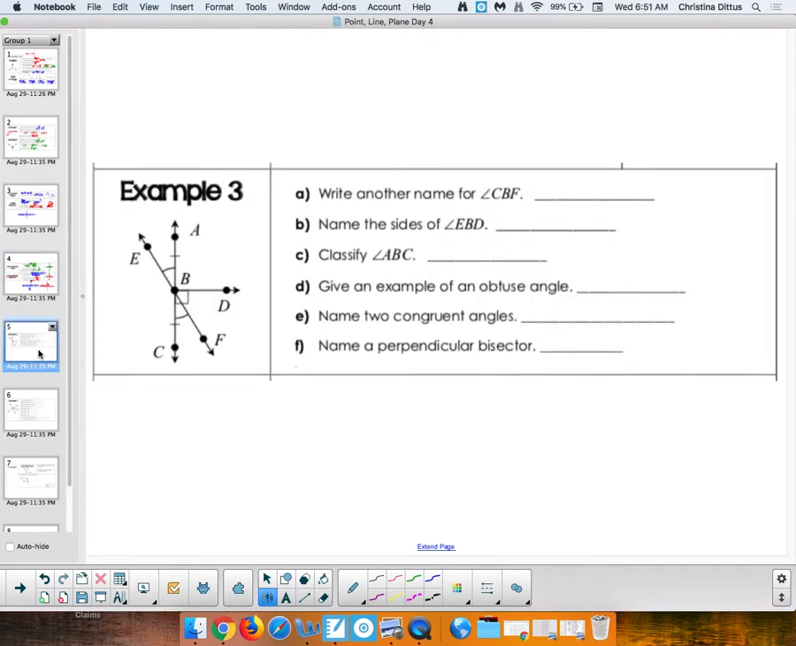Alright, back to our angles. I know these diagrams look kind of crazy. Easiest thing to do is to mark them up. I have angle CBF. I know B has to be the vertex because it's in the middle. I need to write another name for angle CBF. I can't just call it angle B because I've got this angle, this angle, this angle, this angle, all by B. Easiest thing to do: if they call it CBF, we call it FBC.